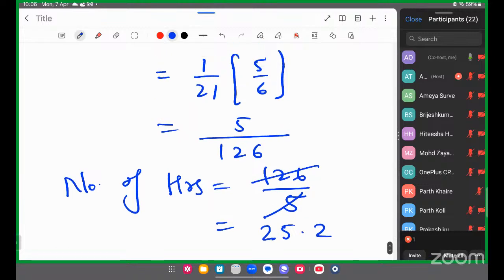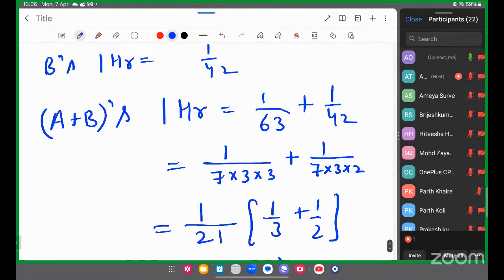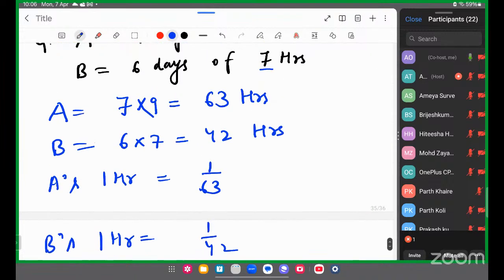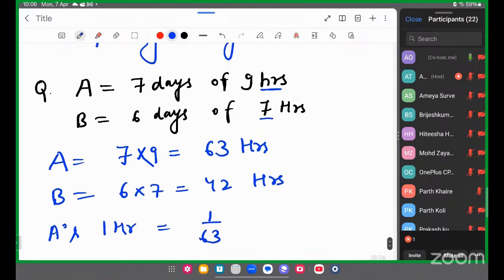Now, if in the same question there is a third condition, like this: if A works 7 days of 9 hours each, and B can complete the work in 6 days of 7 hours each, then how much time will they take to complete the work if they work together 8 and 2 by 5 hours per day?